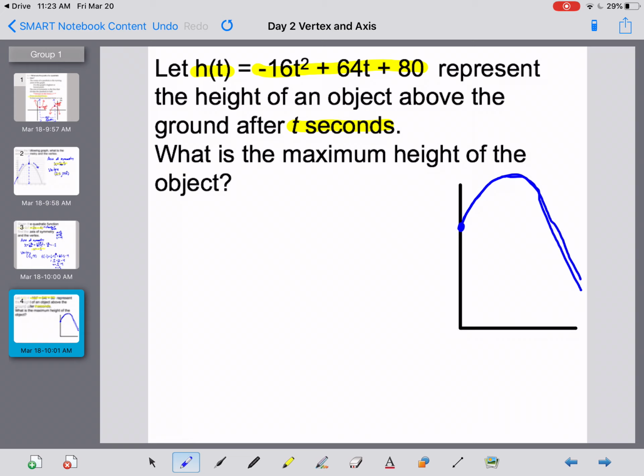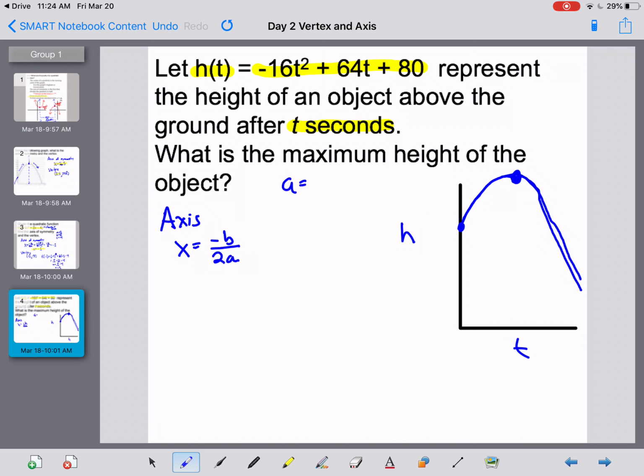So we're looking for the maximum height. That means we're looking for this highest point, or we're looking for the vertex. And since we want the maximum height, the height is our y and the time is our x. So I need to find the y value of the vertex. In order to find the vertex from a quadratic function in standard form, I need to first find my axis of symmetry, using my formula, x equals negative b over 2a.